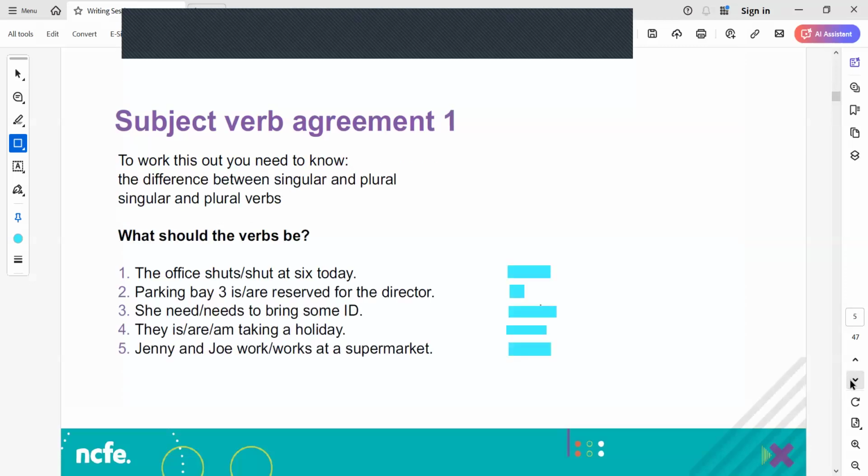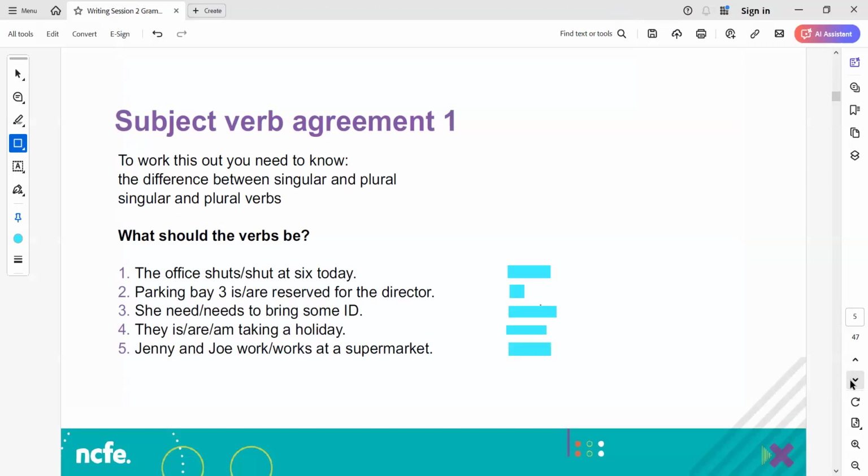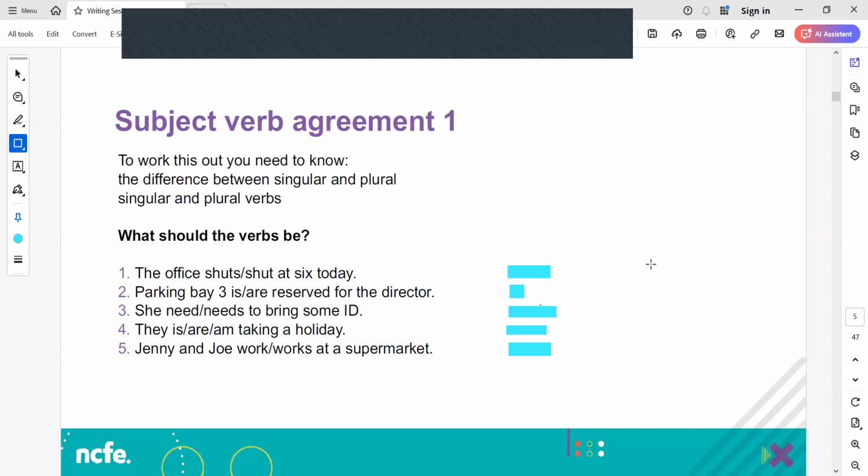So let's look at the difference between singular and plural verbs. So what should the verbs be? So we'll read the sentence and then you can decide which of the choices it should be. So the office shuts at 6 today, or the office shut at 6 today. Which one should it be?